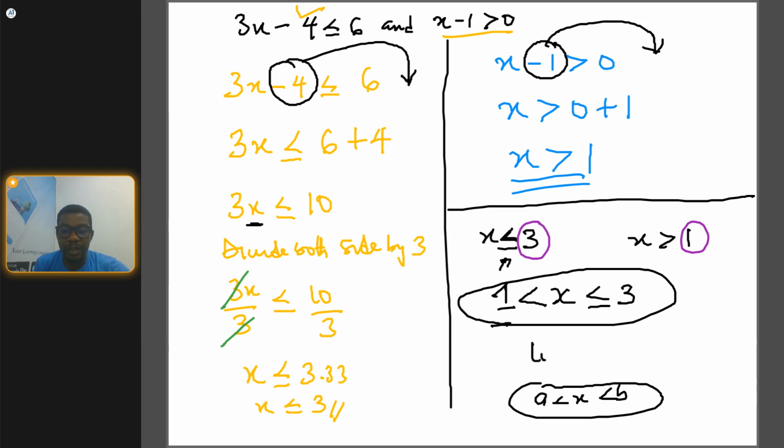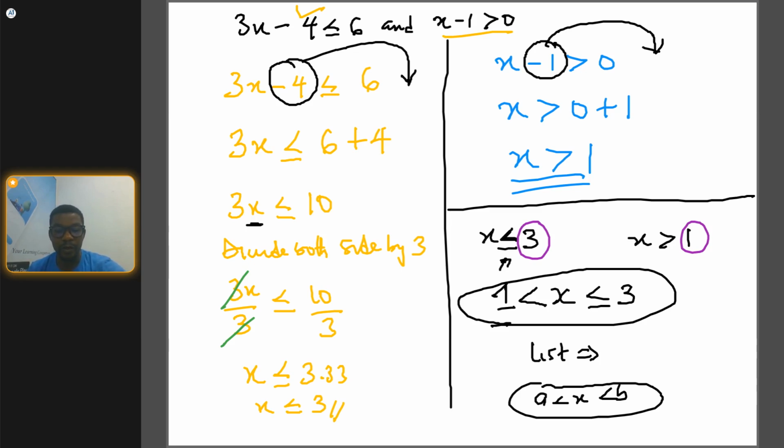And if I'm asking you to list out the values between 1 and 3, okay, what are going to be those values? What will be the values between 1 and 3? Numbers that are less than or equal to 3 and greater than 1. Take note, 1 must not be included. So what are those numbers?